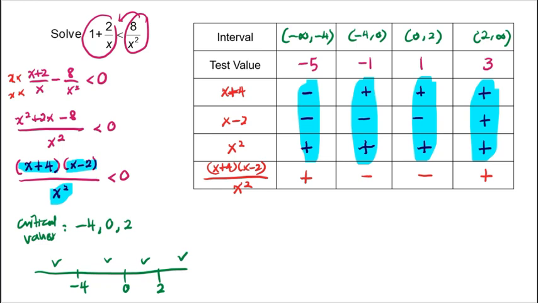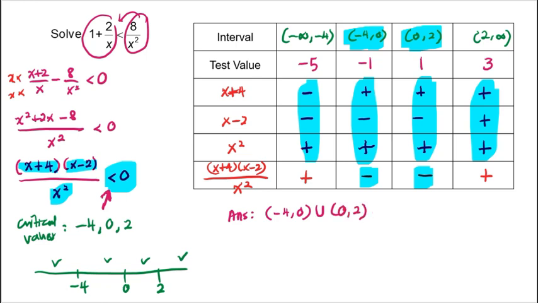Our final answer will be, because we need to consider the part which is less than 0, it's actually here, the negative part. So our answer can be from negative 4 until 0. You don't need to consider whether negative 4 is included, because we don't have the equality sign there. Now union with 0 until 2.